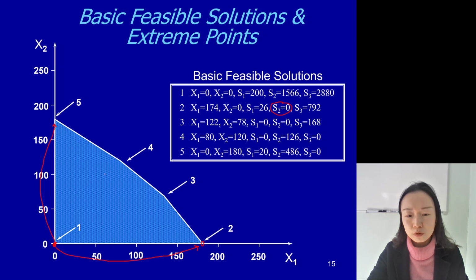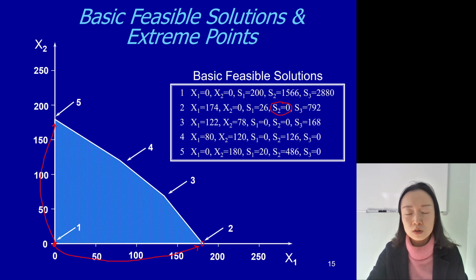Whether you go to point 2 or point 5 depends on which gives you the fastest improvement to your objective function value. In this problem, we're going to maximize our objective function. So if going to point 2 will increase our objective function value more than going to point 5, then we would go to point 2. Otherwise, we're going to go to point 5.